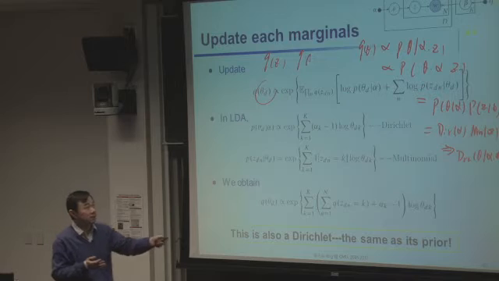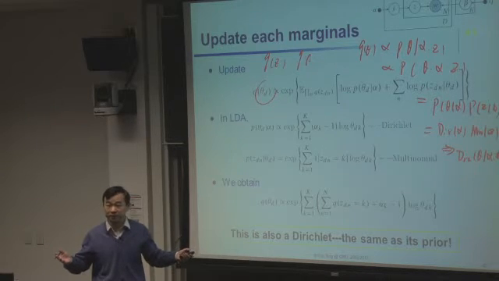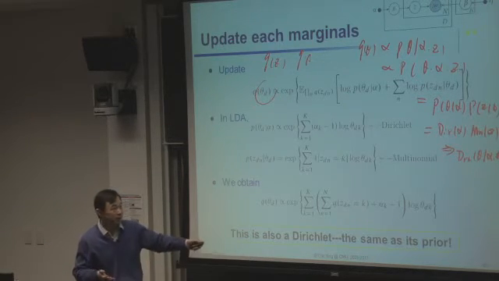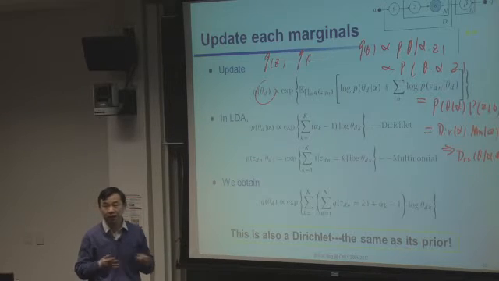Now the question is that we don't know the z. Z are hidden variables, right? We don't actually know that. And here, I assumed everything is observed. How do we deal with that?